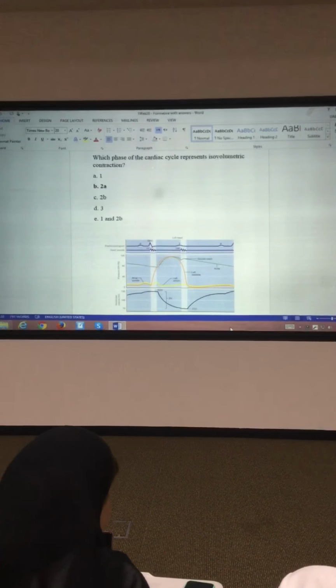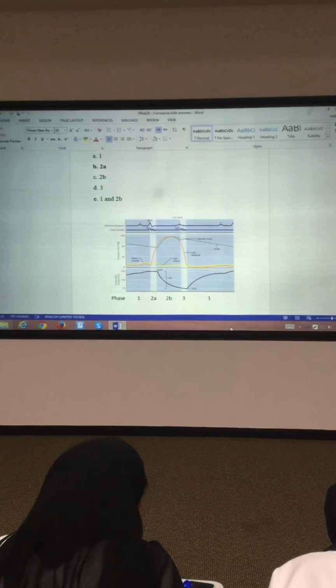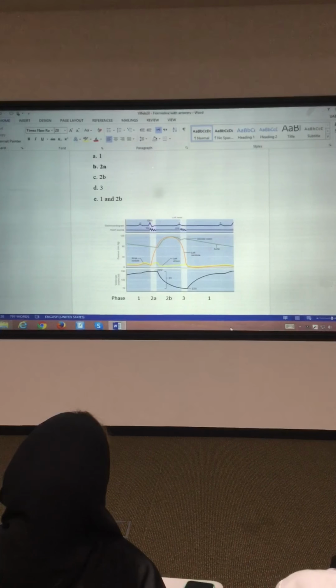Okay. Which phase of the cardiac cycle represents isovolumetric contraction? So there are only 2 important words there. Iso, volumetric.